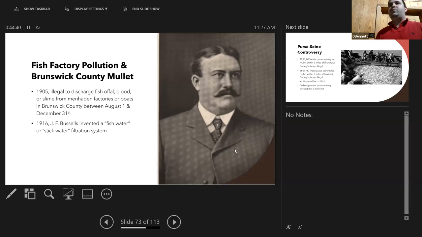And mullet fishermen were complaining and claiming that the stick water was chasing off the mullet. And so in 1905, it became illegal to discharge fish offal, blood, or slime from menhaden factories or boats in Brunswick County during mullet season. And then in 1916, J.F. Bussels, who owned and managed menhaden plants in Brunswick County, invented a filtration system for stick water, which was actually pretty beneficial because not only did it reduce pollution, but they also were able to produce more menhaden products from this filtered effluent.